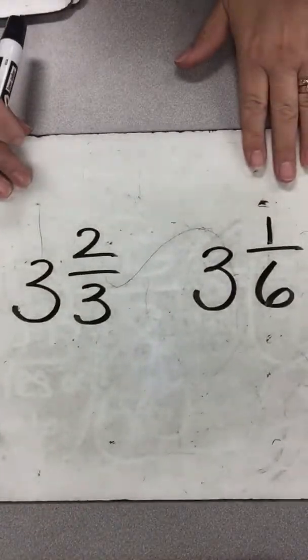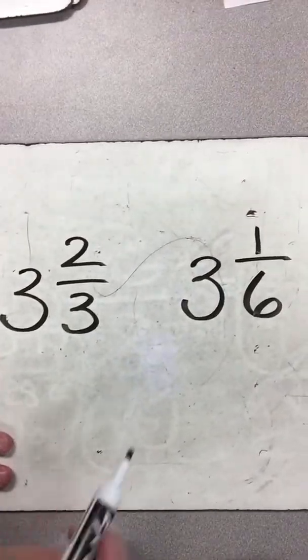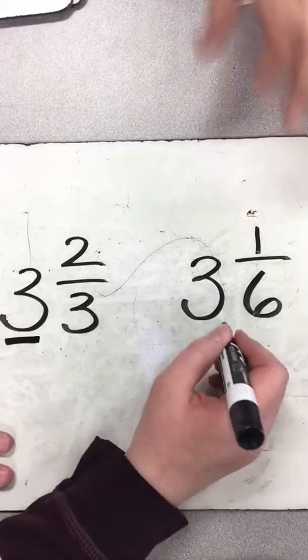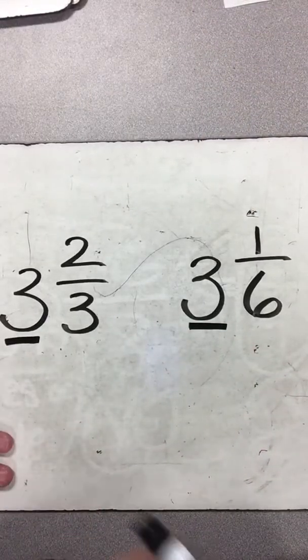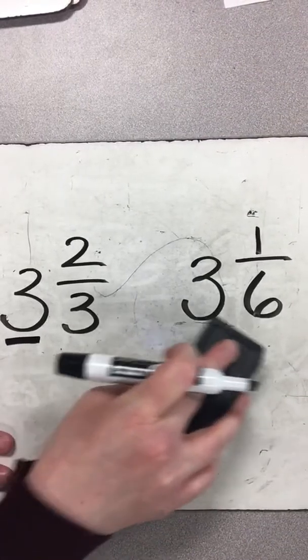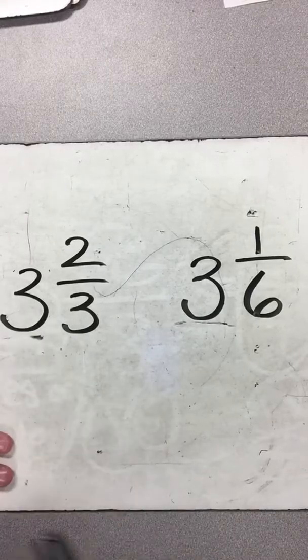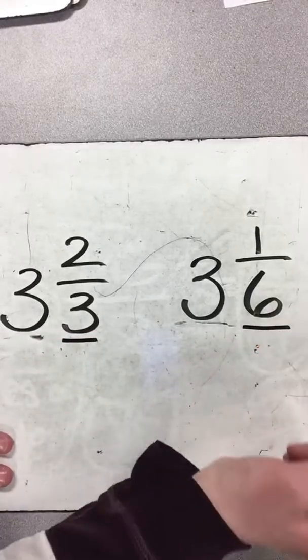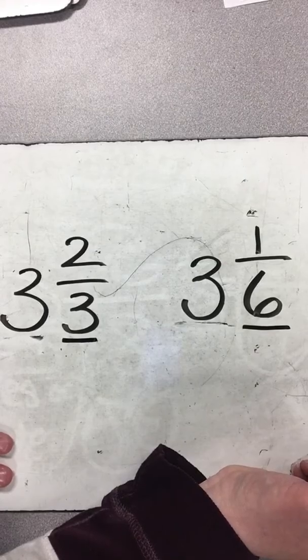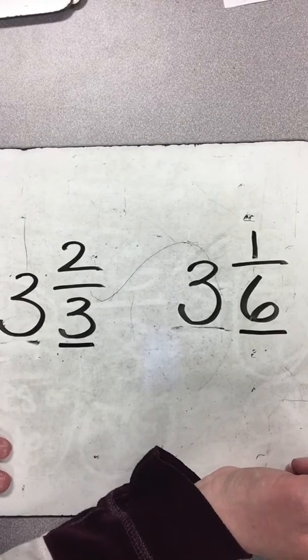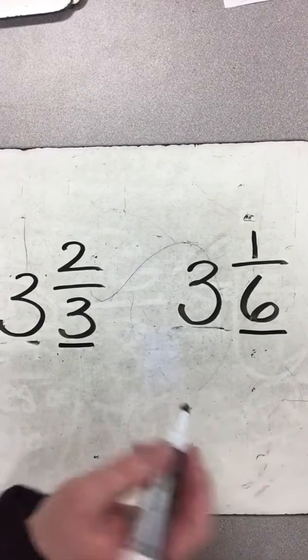Okay, let's do another example, friends. It's going to get a little bit harder. Baby steps. I'm going to start by looking at my whole number. Both of them are 3, so now I've got to do the work. I'm going to look at my fractions: 2/3 compared to 1/6. Are the denominators the same? No, they're different, so I have to do some multiplication.